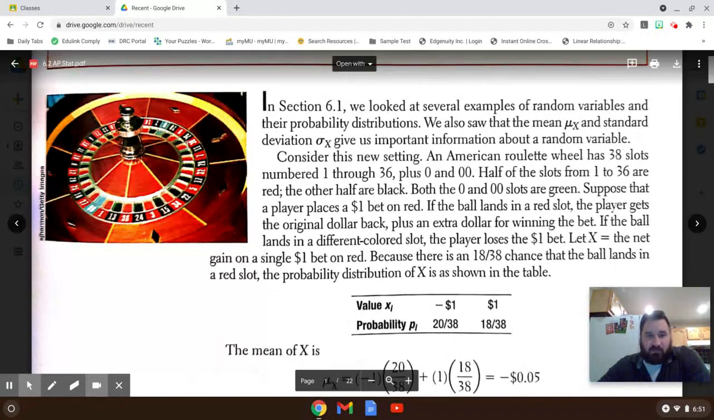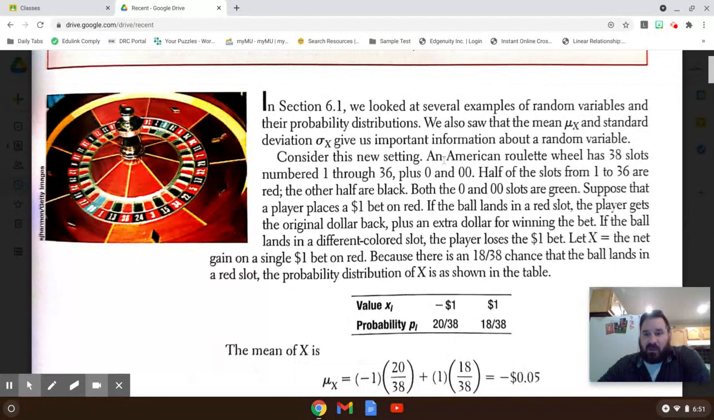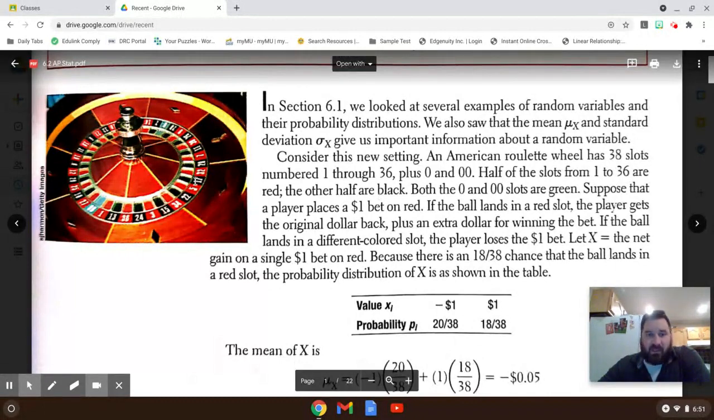Consider this setting: a roulette wheel. A lot of times used in stats examples. An American roulette wheel has 38 slots on the wheel like this, numbers 1 through 36. The black and red ones are split evenly. And then there's the 0 and the double 0, which are both green. So half the slots for 1 to 36 are red, half are black, and both 0 and double 0 are green.